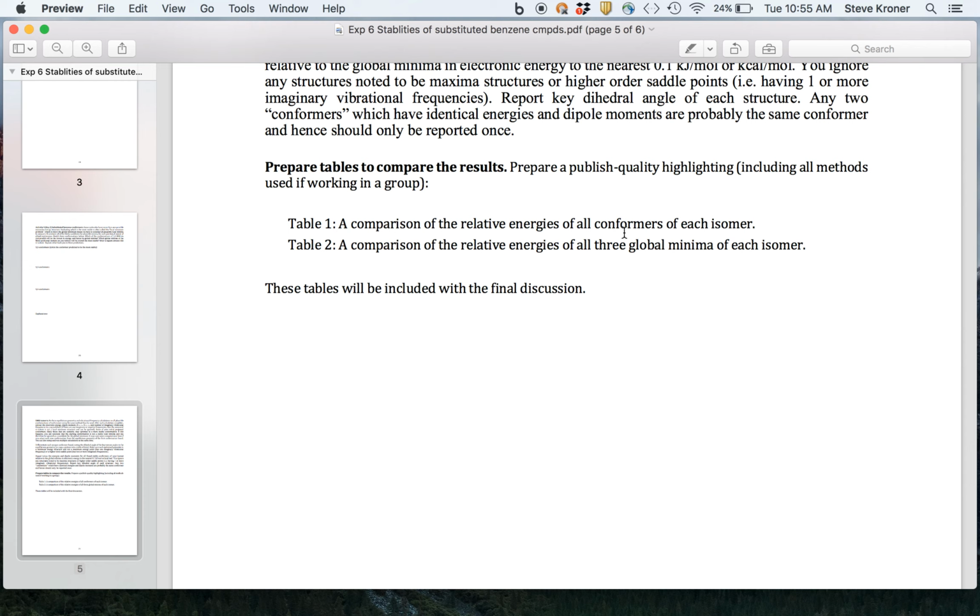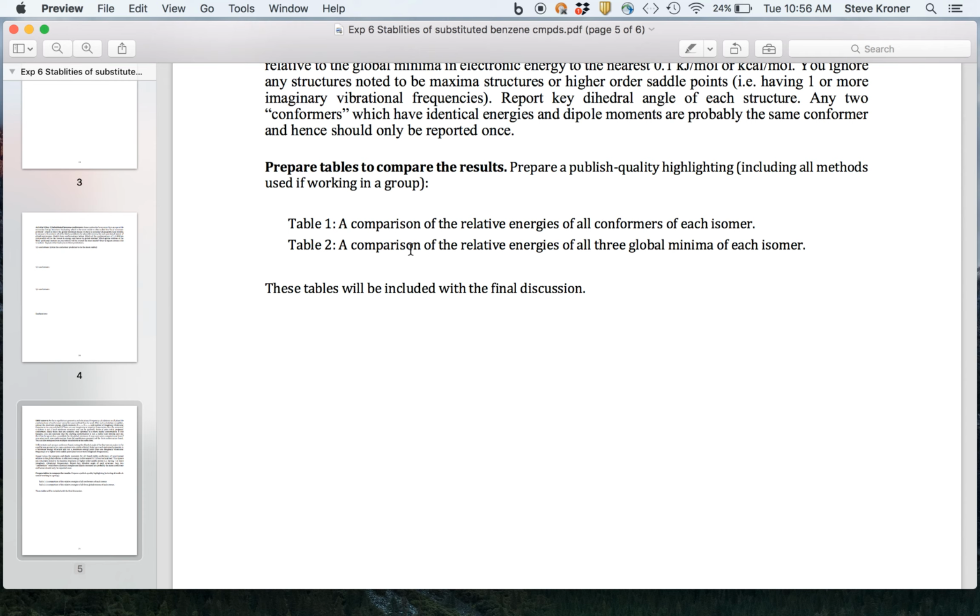So a little nomenclature here. A conformer is a conformational isomer of a particular isomer. So if 2 isomers differ only by their conformation, then they're conformers of each other. And then if you look at 1,2 versus 1,3 versus 1,4, we would call those different isomers. So you will have 3 or 4 different conformations of each isomer. And the question is, which of those is the most stable for each isomer?